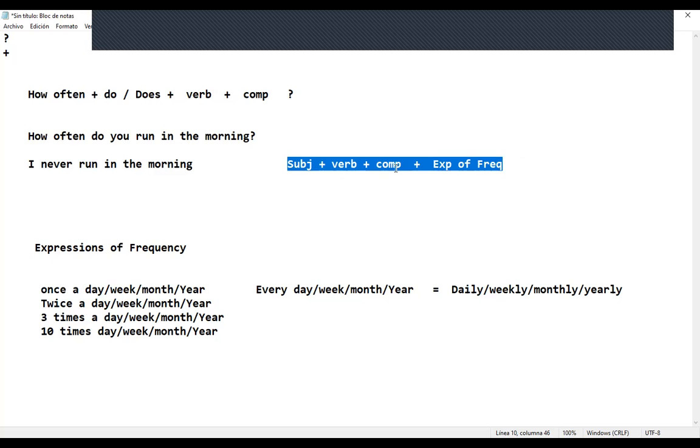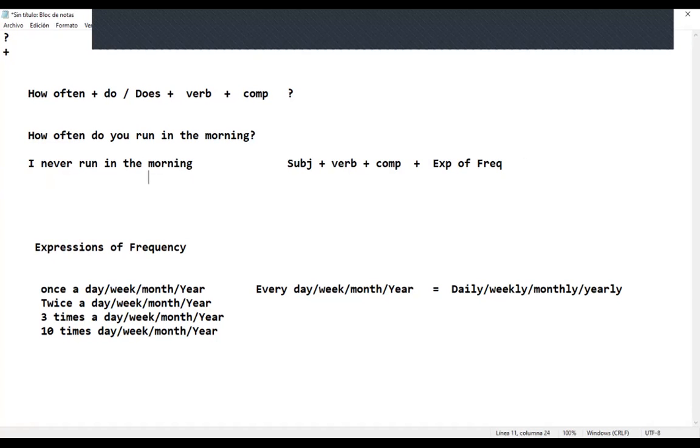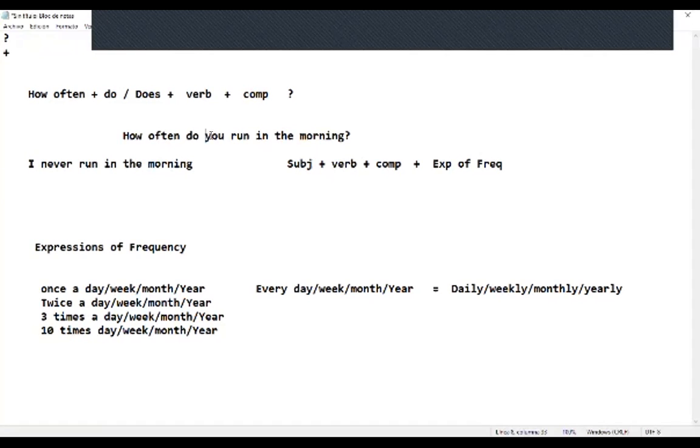Vamos a ver. Cepillar los dientes. How do you say cepillar los dientes? Brush your teeth. ¿Cómo sería la pregunta? Three times a day. How often? How often do you brush your teeth? Correct.